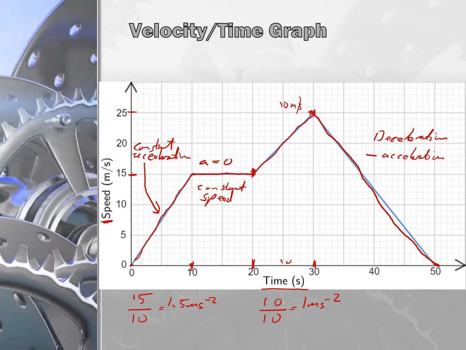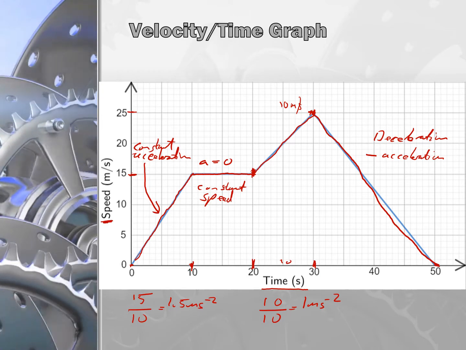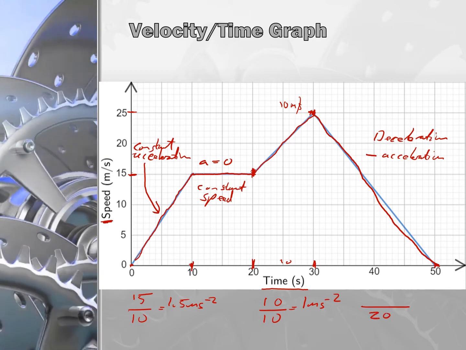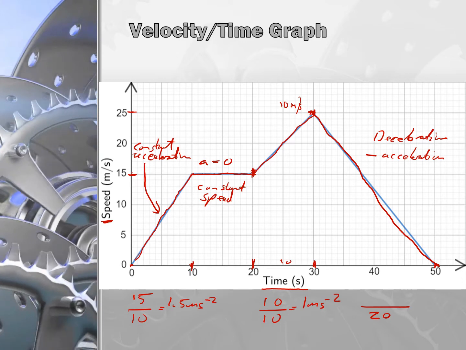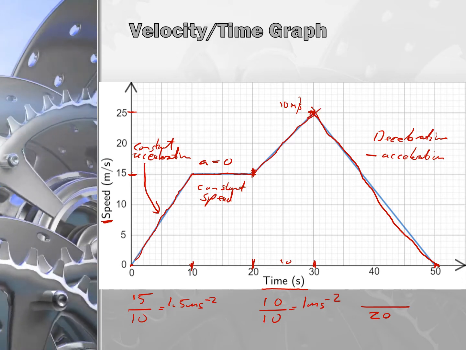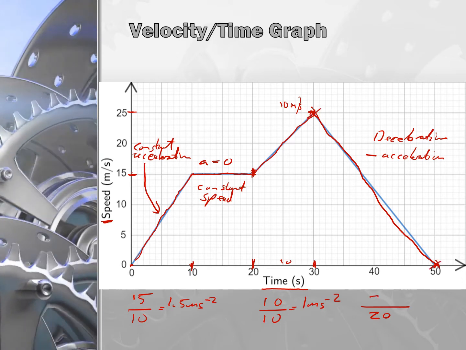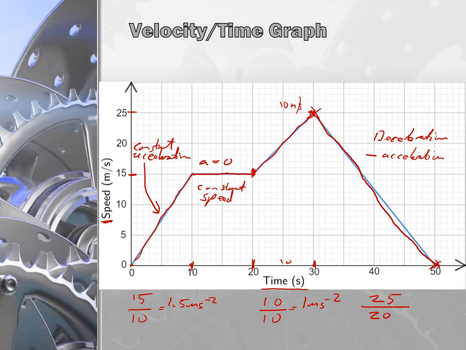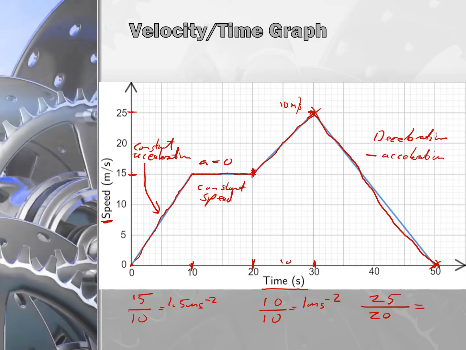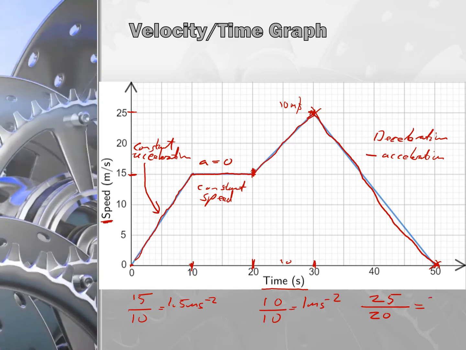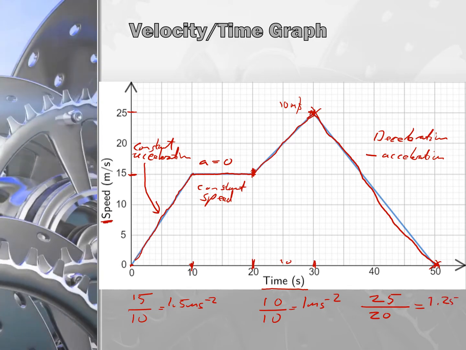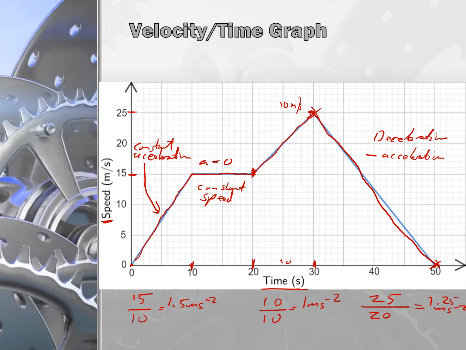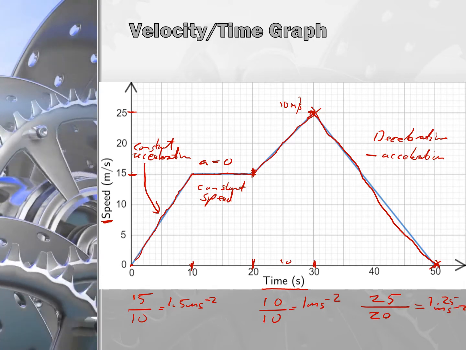So if we look back at it, our time is from 30 to 50, so that's taking us 20 seconds, and we've gone from 25 down to 0, so we've got a change in velocity of 25 meters per second. So 25 divided by 20 gives us 1.25 meters per second squared. There we go. That's how we read a velocity time graph.